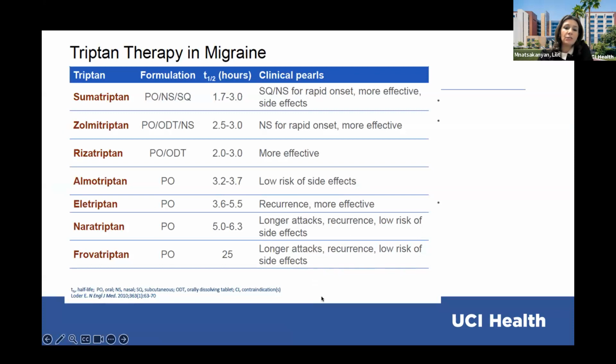Basically, the key in using triptans is to use them early into the headache symptoms, at the onset of the symptoms, in order to be maximally effective. Most of the triptans have early onset and shorter Tmax, versus 2 of the triptans, naratriptan and frovatriptan. They have the longer Tmax, and they can be used in longer attacks with the risk of more recurrence and low risk of side effects.